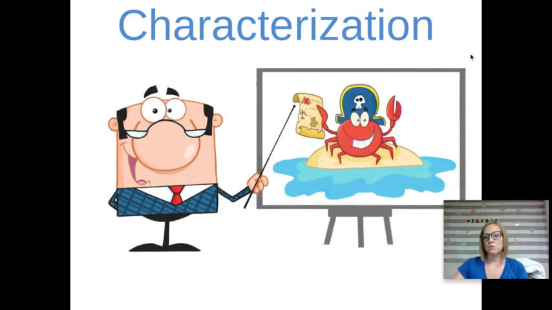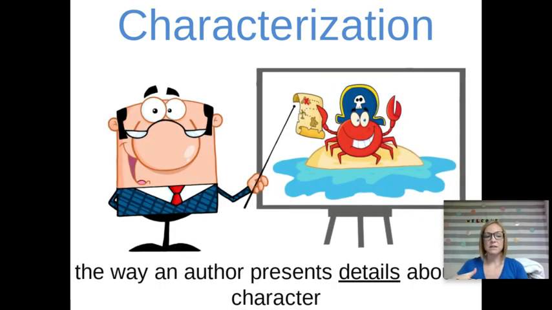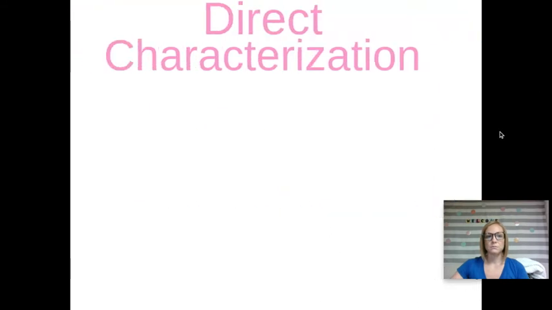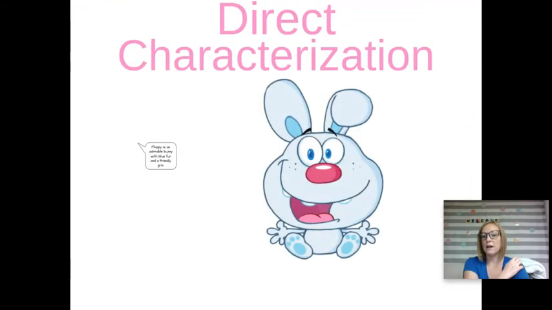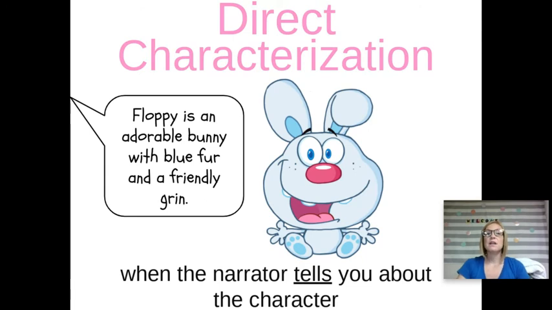Then we have characterization, which we're going to be doing an activity on this week. So it's the way an author presents details about a character. How do we learn about that character? How do we learn what they are like? So two ways, we have direct characterization and indirect. Direct is the easiest one because this is where the author directly tells you.